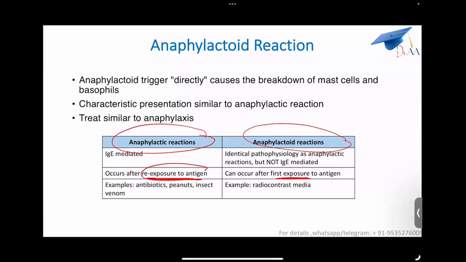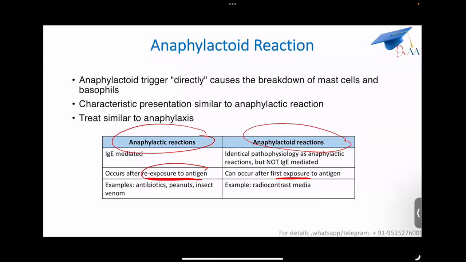When do we call it an anaphylactoid reaction? You take the first dose of penicillin, that itself has caused you a shock. That means you are having an anaphylactoid reaction, not an anaphylactic reaction, because you didn't have any prior exposure to this penicillin. The first exposure itself has led to a severe reaction. Okay, thank you.